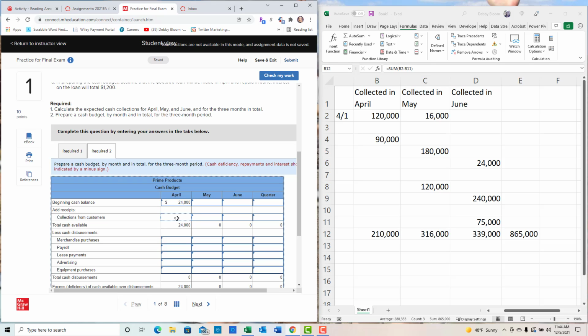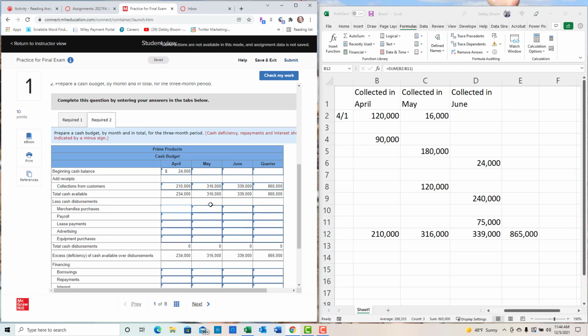And now I've got these three numbers correct, the cash collections for April, May, and June. So I'm going to put in those numbers, $210,000, $316,000, and $339,000. And we already have the number for the quarter, $865,000. So we have $865,000 available over there for the quarter, but we'll move on with our ending cash balances.